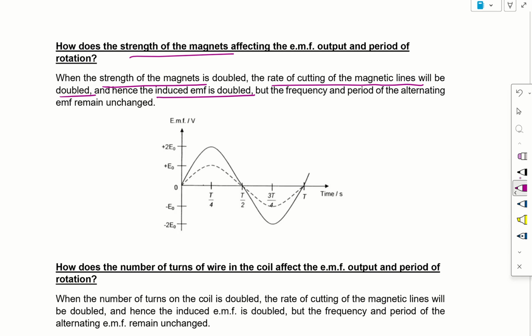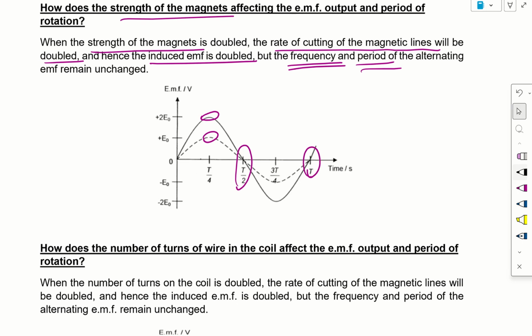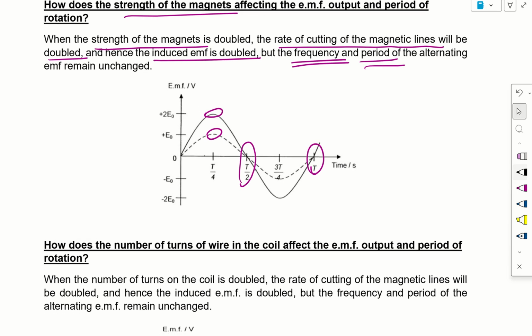But because I'm turning with the same speed, I'm not increasing the speed of rotation. Therefore, the frequency and period will remain unchanged. So as you can see, the period is still T, right? But the magnitude of the EMF is in fact double.